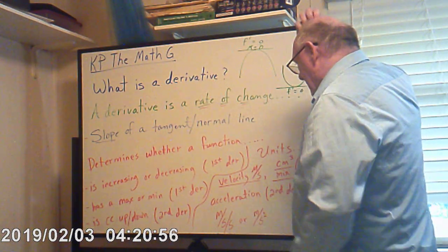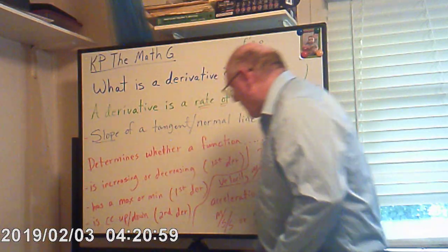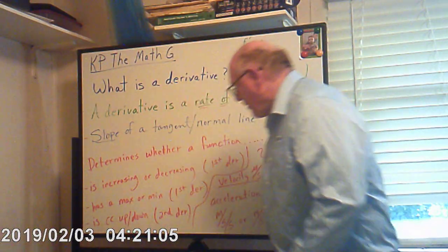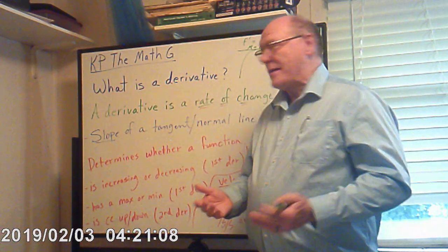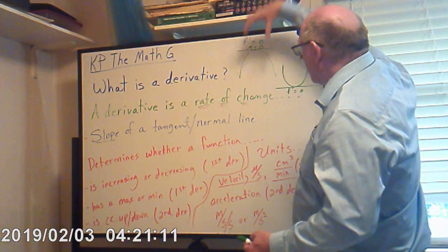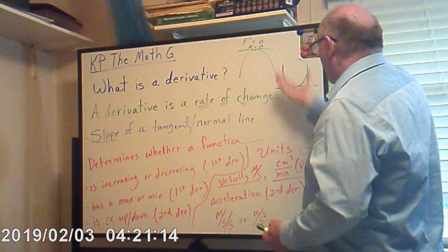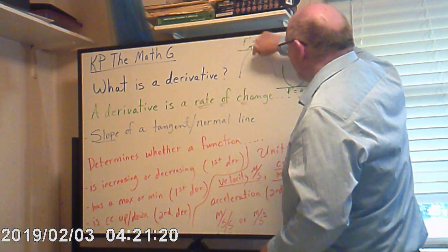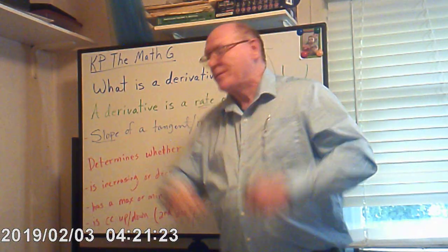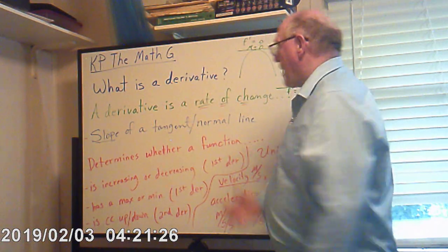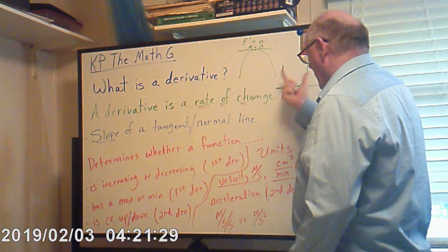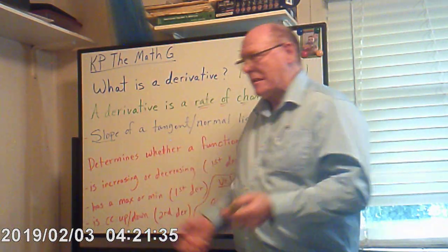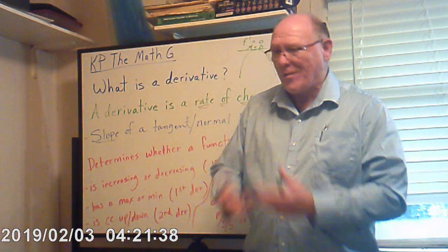If you're dealing with a second derivative, after you're looking for the max and min, you can determine whether this is concave up or concave down. If the number is negative, it's concave down, even without looking at the graph. If it's positive, it's concave up. We also look for what we call points of inflection, all of those things.